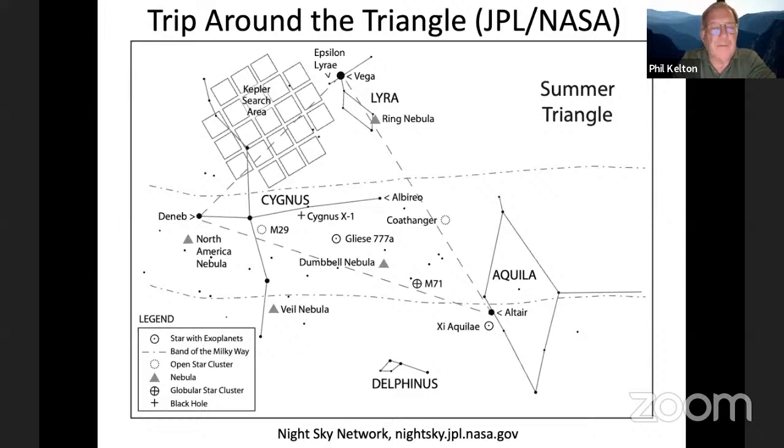And they point out a lot of different objects in the summer triangle, stars with exoplanets, where the Milky Way is, open star clusters, nebulae, even a globular and even a black hole in there, Cygnus X-1. And I always thought this might be kind of a neat theme for a star party, would be to go around and observe a lot of the different kinds of objects in the summer triangle to go deeper.